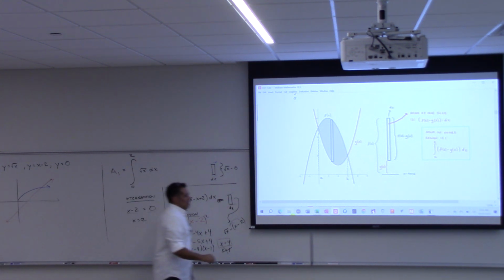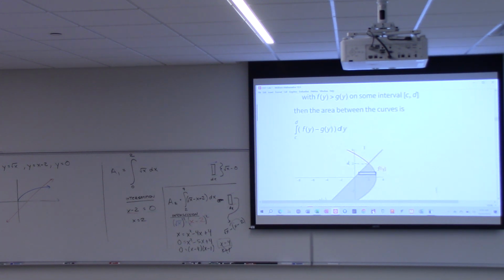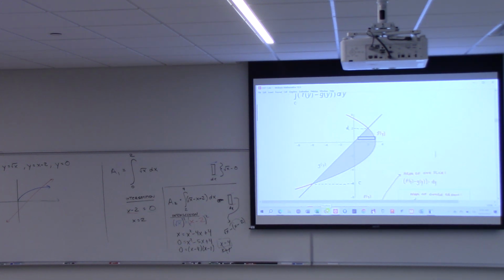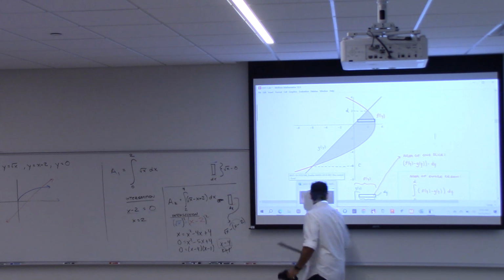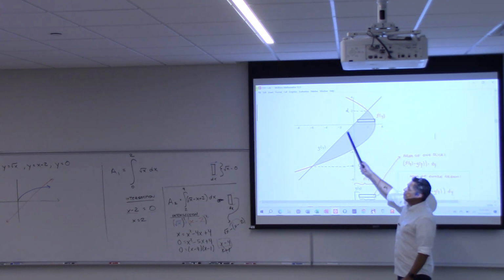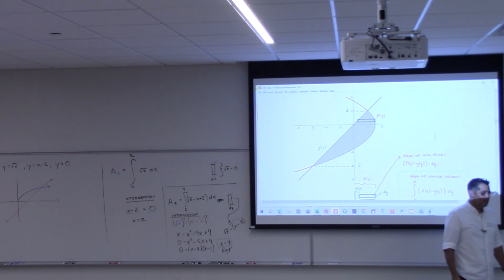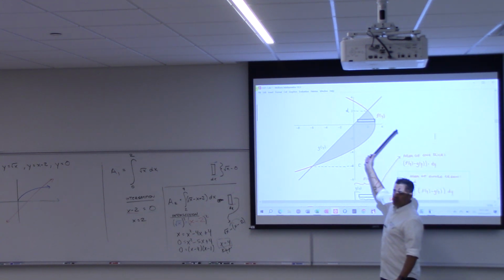However, there's a similar approach to this if we have functions of y instead of functions of x. So what if we just imagine now we are looking at functions of y instead, and now we are going to use horizontal rectangles instead of vertical rectangles. So look at this picture here. Do you agree that the red and the blue are functions of y? Because they pass the horizontal line test, right?